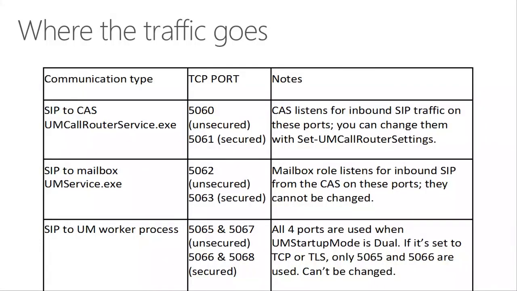So I stole this table from my book. The formatting is not the best here because it really is a big table with a lot of words. But I put it up here because I wanted to distinguish between ports whose assignments you can change and those which you can't. So if you want to change the ports on which your CAS listens for traffic, you can do that with Set-UMCallRouterSettings.